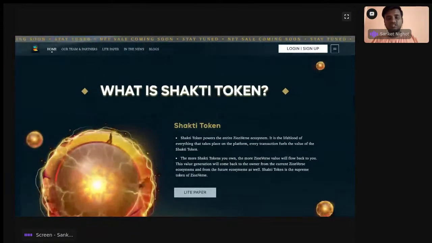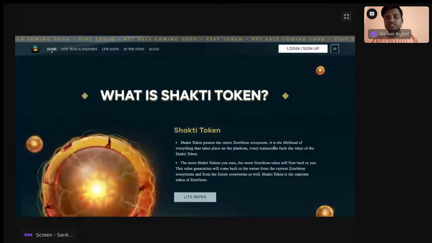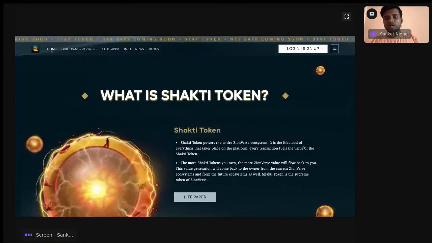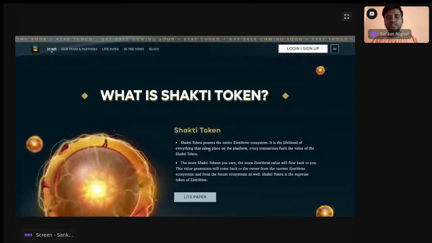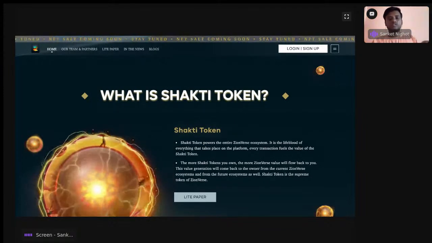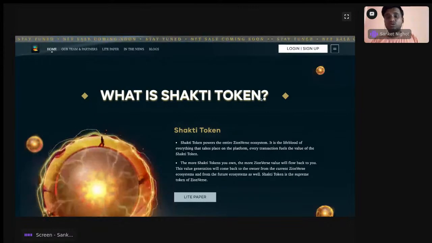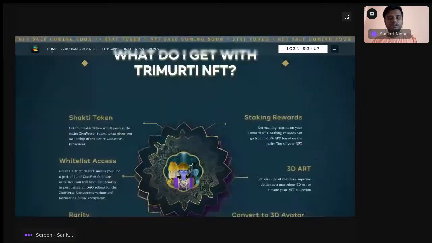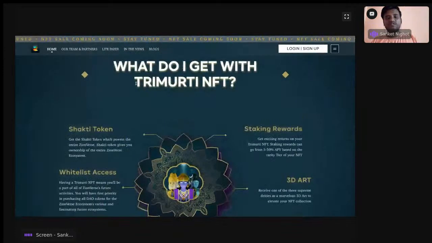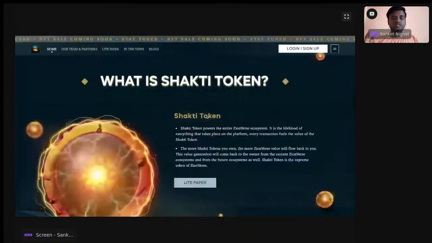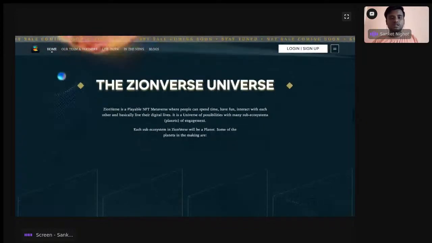So what is the Shakti token? They are saying the Shakti token powers the entire Xanaverse ecosystem. It is the lifeblood of everything that takes place on the platform. It's the currency of this platform. You can say it's a fungible token which powers this platform, and these Trimurti NFTs are non-fungible tokens. So they are using fungible and non-fungible tokens on this Xanaverse.